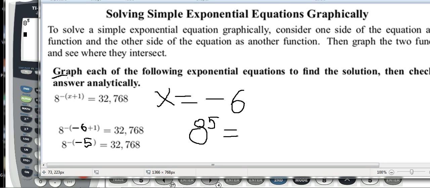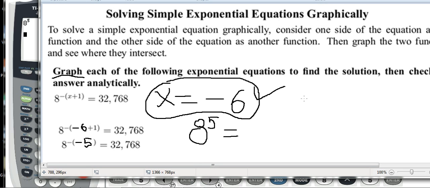So we have graphed it, and we found the solution by finding the intersection as x equals -6. Then we checked our answer analytically. We analyzed it algebraically, and we found out that indeed x equals -6. So we're in good shape there. Hopefully that helps you with solving exponential equations graphically, finding the intersection, and then checking them.